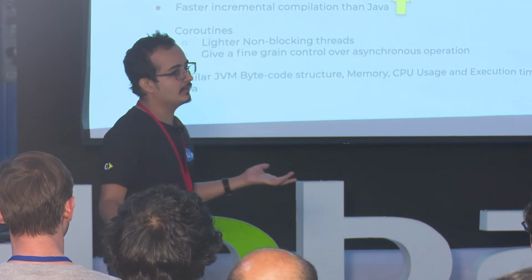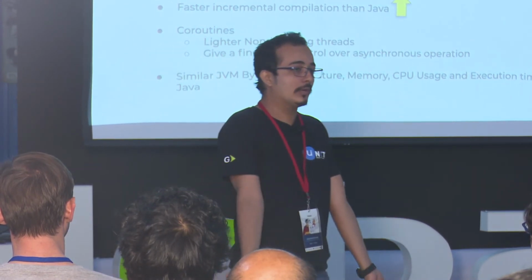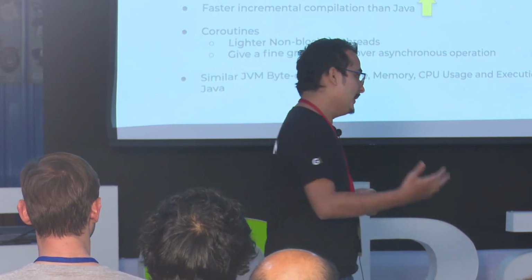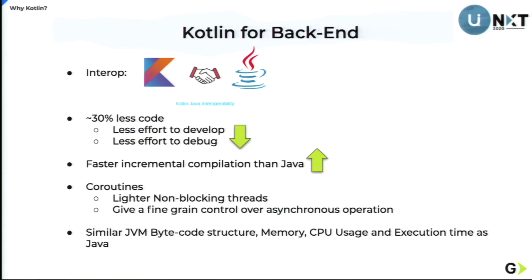And at the end of the day, it is JVM bytecode. Whenever you compile Kotlin code, it will turn it into JVM bytecode. So all the memory, the CPU cycles and all will be the same. No change. Right. Isn't that awesome, guys?